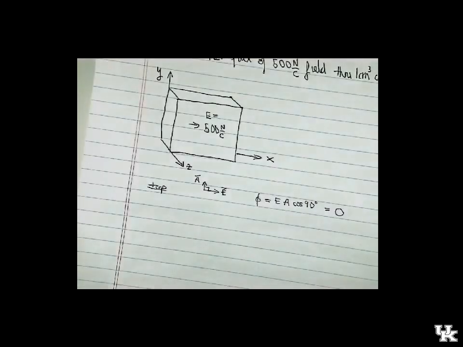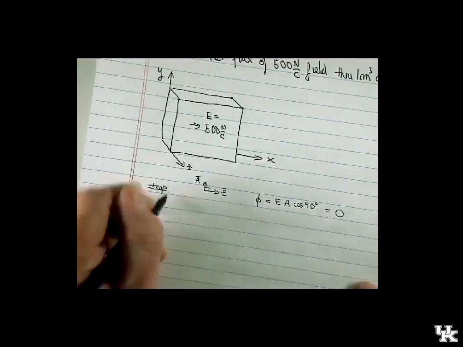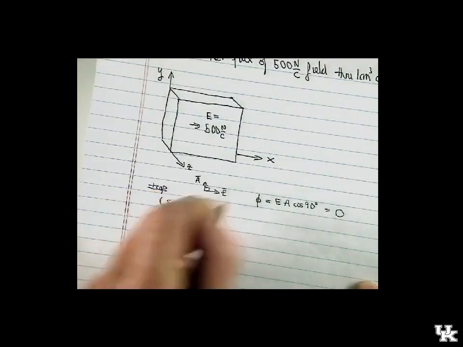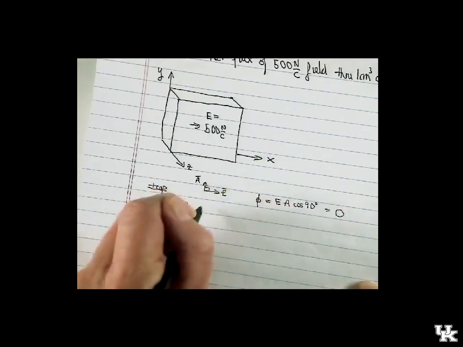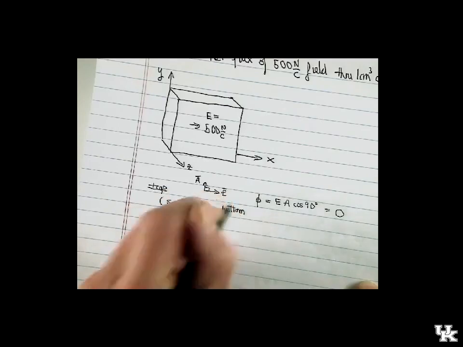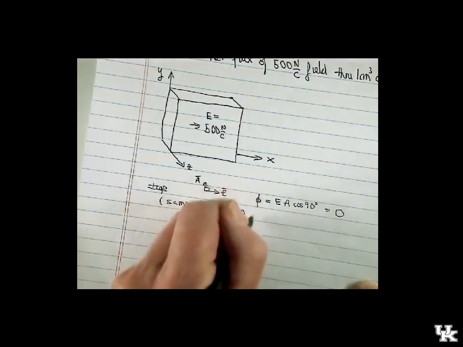That was actually a simple calculation. We could have just visualized it, that no field lines would pass through that surface, but we showed mathematically that the flux is 0. And actually, the same is true for the bottom. I won't write out the equation. Again, E and A are perpendicular.